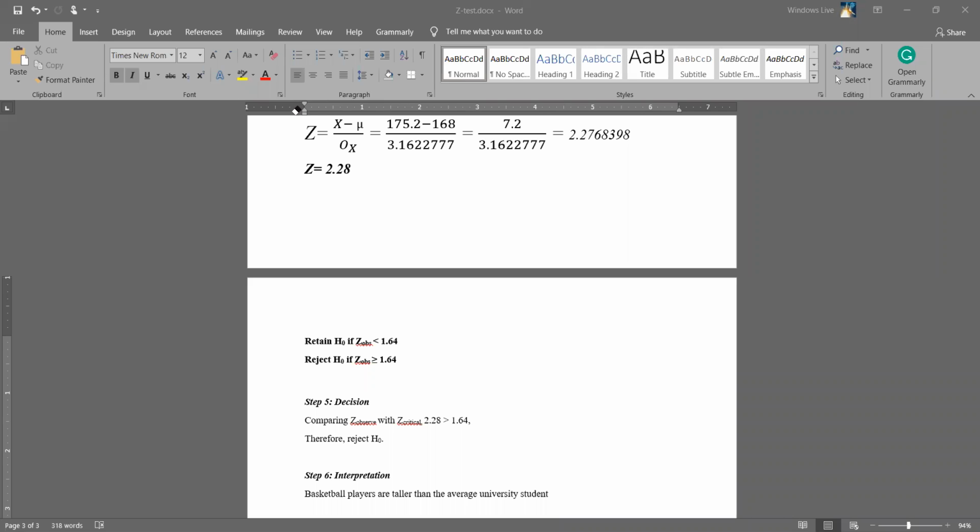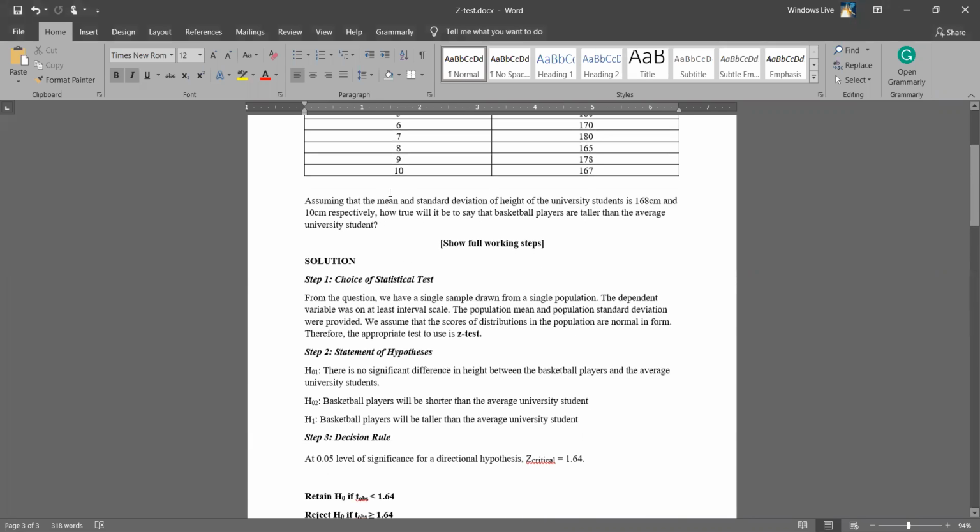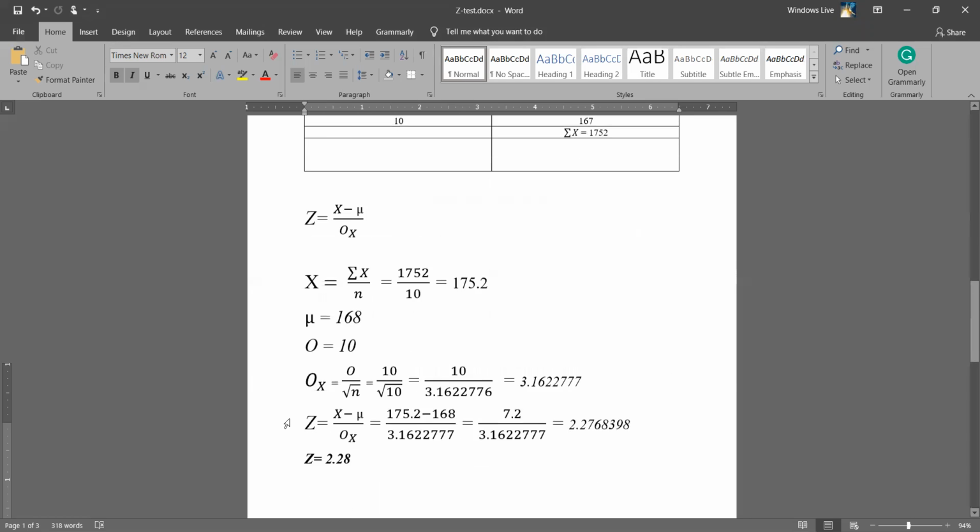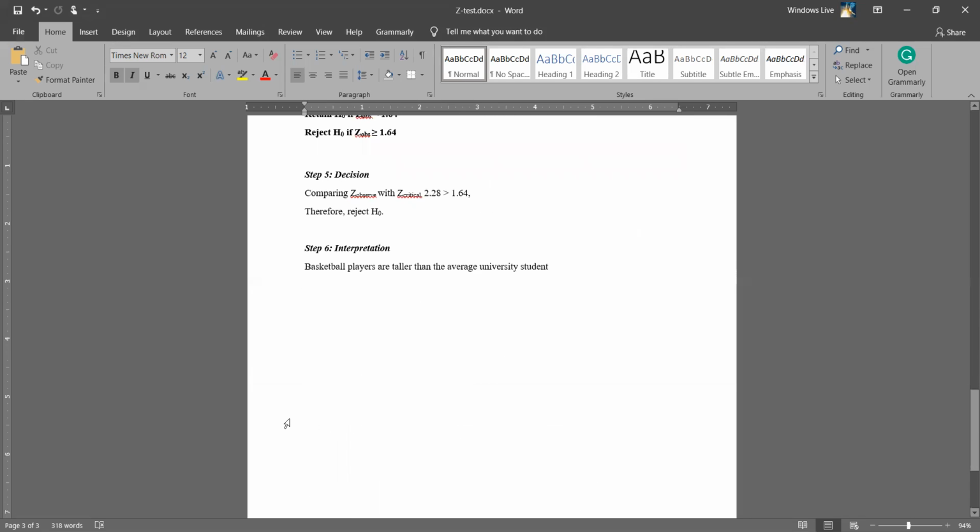So for you to state it, you go back to step 2. What did you state? Step 2 is the statement of hypothesis. You indicated that basketball players will be taller than the average university student for H1. So that's what we need to state under interpretation. But this time around, we wouldn't put it in the future tense, but rather in the present tense, because right now we know the reality on the ground. So you make it: basketball players are taller than the average university student.